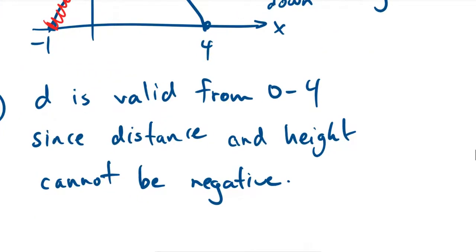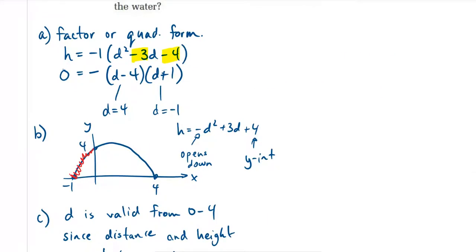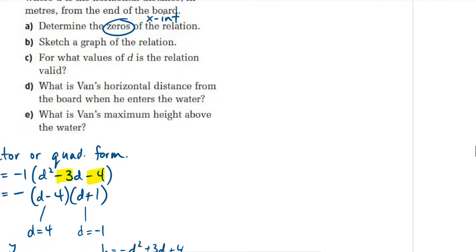Okay, so let's move on to part D. What is Van's horizontal distance from the board when he enters the water? One more thing, just about why this is not negative: remember, he's diving off a springboard. The springboard is not on the ground; it's up in the air. So if that's his initial height, he's diving off a springboard from that height. He's not diving backwards; he's diving forwards. So part D: what is Van's horizontal distance from the board when he enters the water?